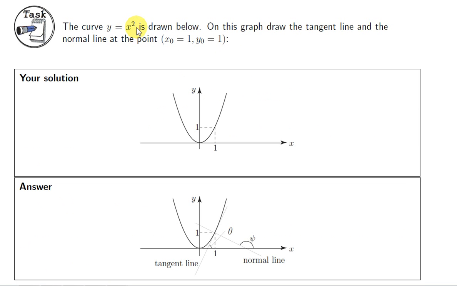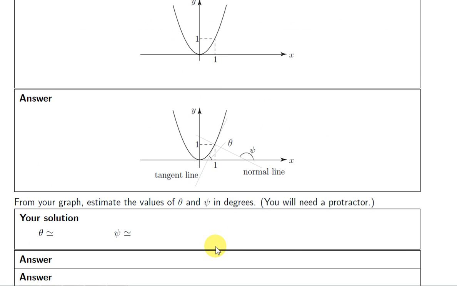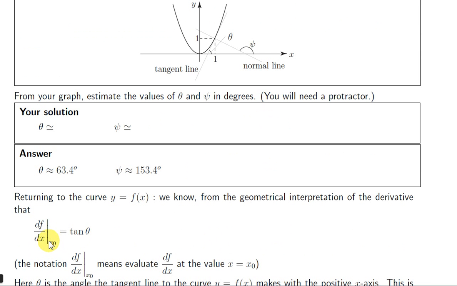Now the derivative of this function is actually 2x, and if we work out the derivative at x naught equals 1, that's going to be 2 times 1, which is 2. So tan theta equals 2, and if you get theta, you get approximately 63.4.